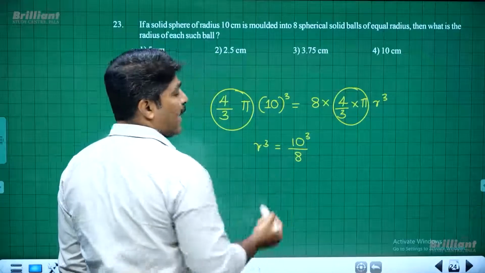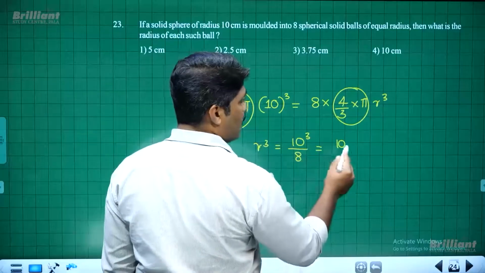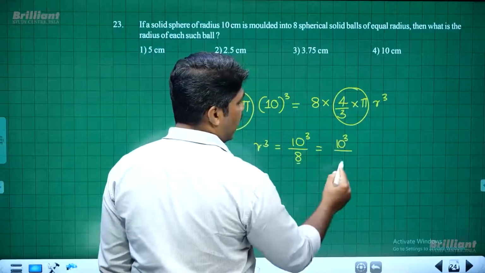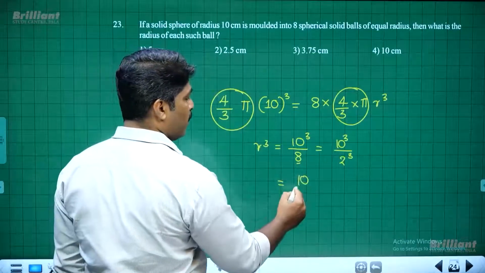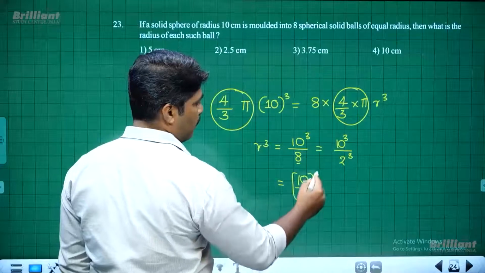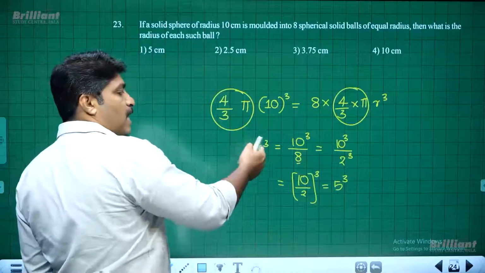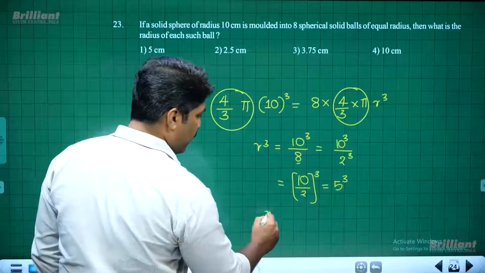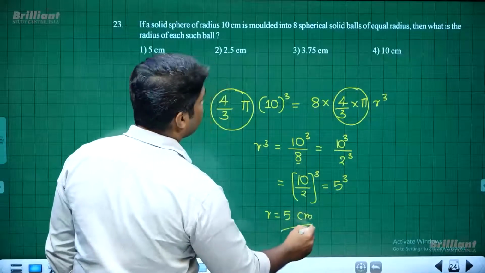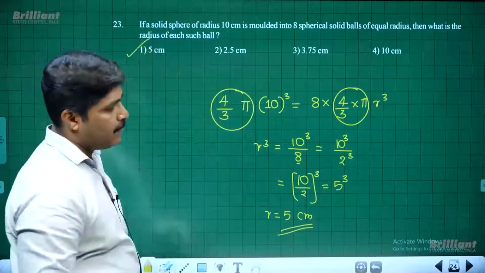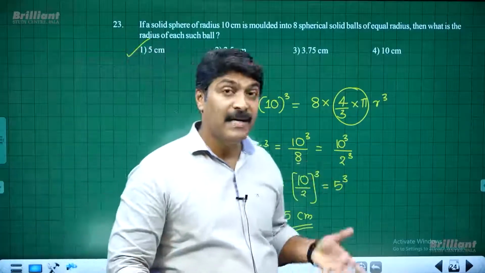As we know, this 8 is nothing but 2 cube. So this is 10 cube by 2 cube, take this as 10 by 2, the whole cube. What is 10 by 2, the whole cube? It is equal to 5 cube. So r cube equals 5 cube. Then what is the value of r here? r is equal to 5. Therefore, the radius equals 5 centimeter. So that's a simple conversion of that geometrical result.